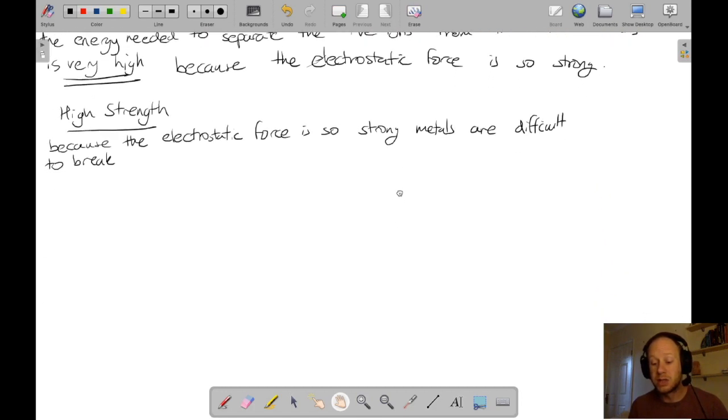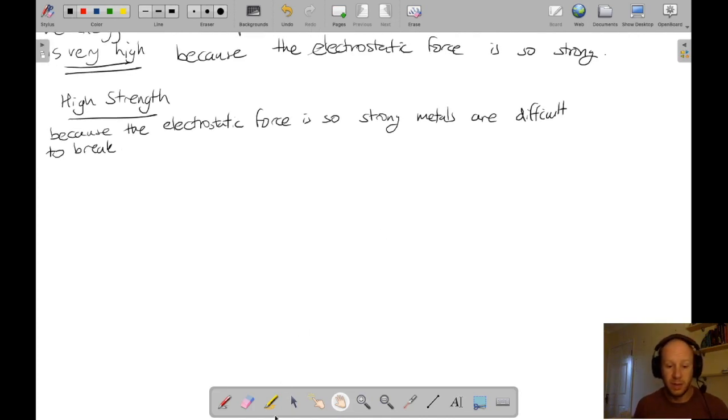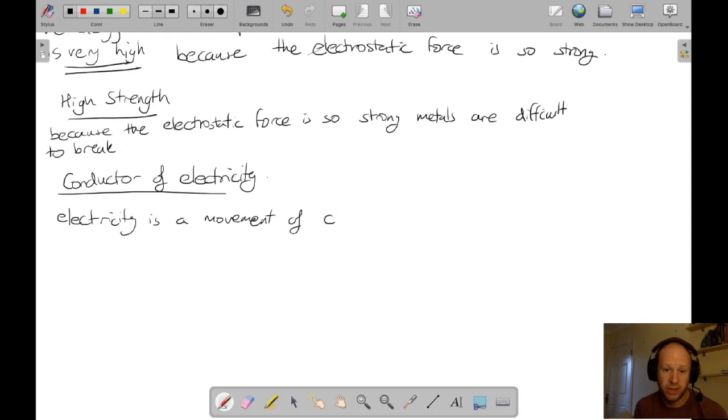All right, last one we're going to do today is its conduction of electricity. So last thing that we're going to do is conductor of electricity. Now, for a conductor of electricity, we've got to think, what is electricity first? So let's define electricity. Electricity is a movement of charge.